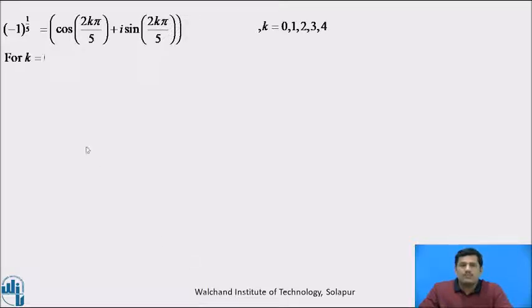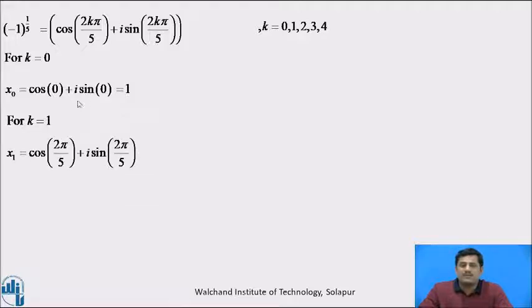First of all, for k equal to 0, we get the first complex number and we denote it by x0. If I put k equal to 0 here, we get cos 0 plus i sin 0, that is simply 1. For k equal to 1, we get the next complex number, we denote it as x1. If I put k equal to 1, this becomes cos of 2 pi by 5 plus i sin of 2 pi by 5.